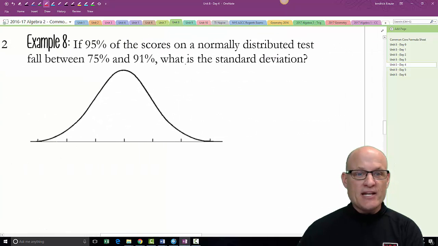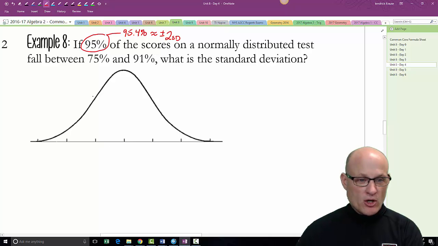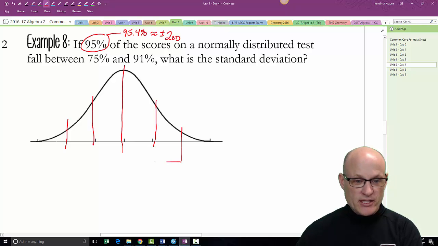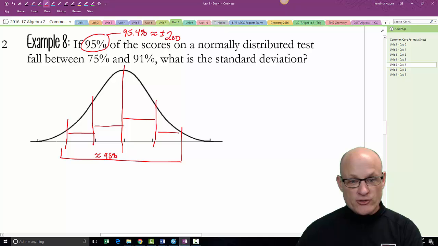If 95% of the scores on a normally distributed test are between, so remember, 95%. Now, okay, that's really close to 95.4%, which is approximately plus or minus 2 standard deviations. So we're going to go down 2 standard deviations, up 2 standard deviations. So between these two right here, I should have about 95%. About. So how many standard deviations is that? That's 1, 2 down, and 2 up.